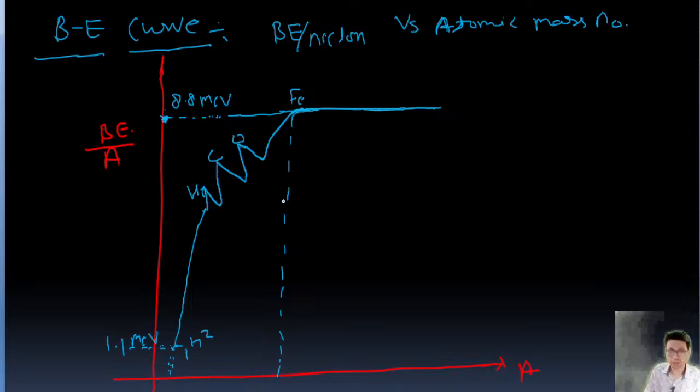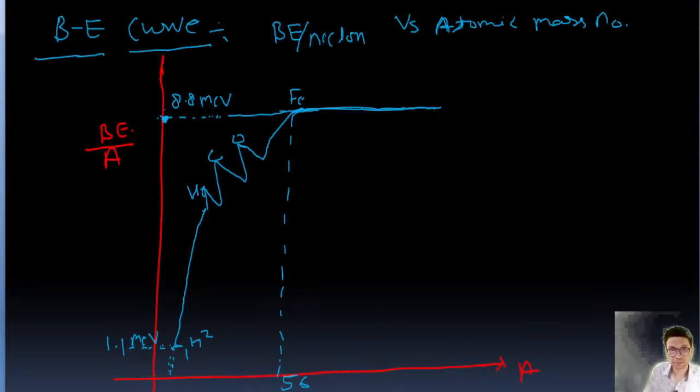This is the curve, and this is Fe 56. The atomic mass is 56. This is the binding energy per nucleon, and this is Fe. The binding energy per nucleon is highest for Fe, whose atomic mass is 56. This is the binding energy curve. Now I'll explain this curve.